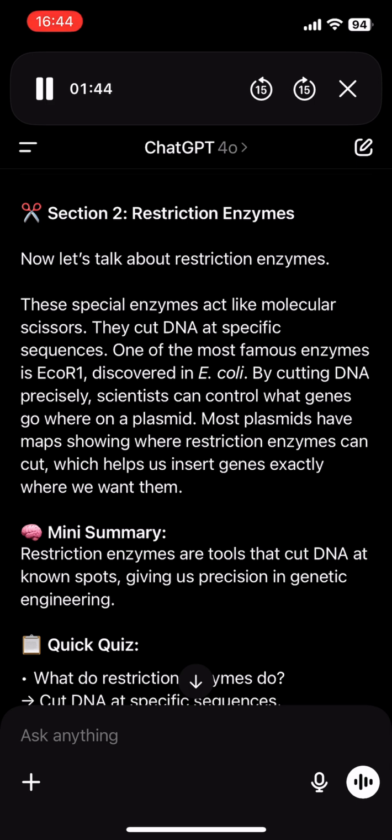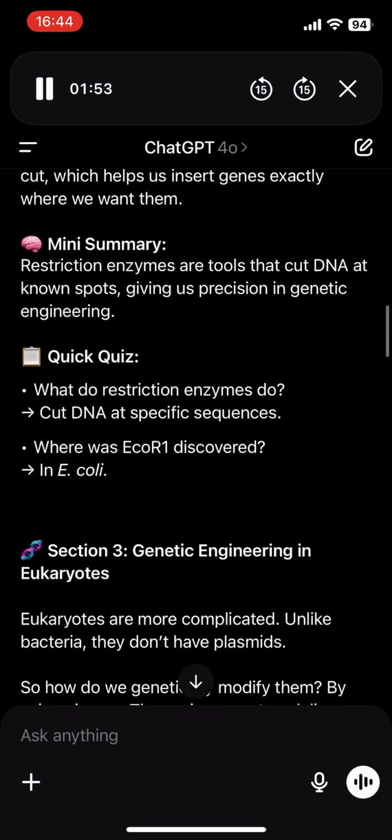Most plasmids have maps showing where restriction enzymes can cut, which helps us insert genes exactly where we want them. Mini summary: restriction enzymes are tools that cut DNA at known spots, giving us precision in genetic engineering.